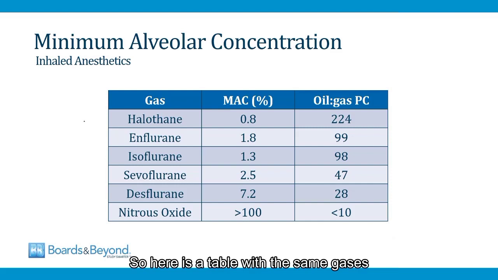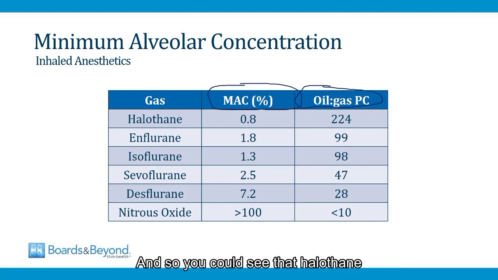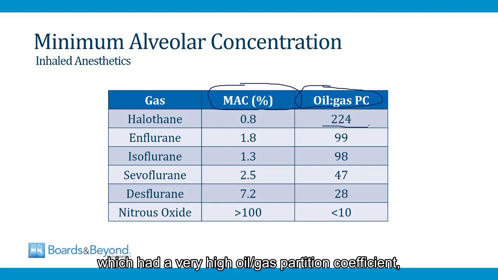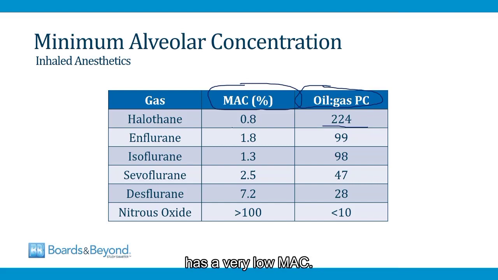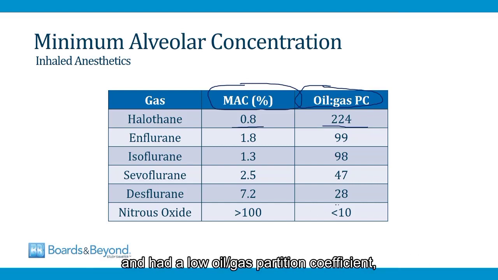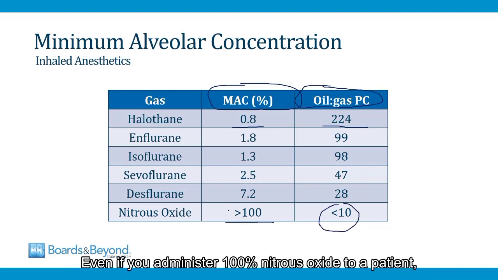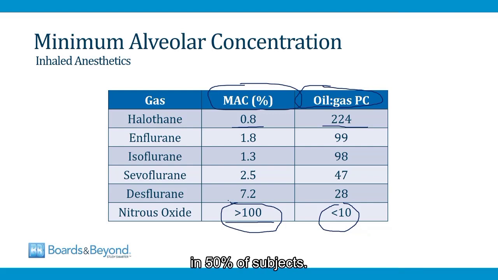So here is a table with the same gases we talked about 2 slides ago, but instead of just showing the oil-gas partition coefficient, I've added the MAC. And so you could see that halothane, which had a very high oil-gas partition coefficient, meaning that it's a very potent and lipid-soluble gas, has a very low MAC. In contrast, nitrous oxide, which was not very lipid-soluble and had a low oil-gas partition coefficient, has a very high MAC. Even if you administer 100% nitrous oxide to a patient, you won't be able to achieve no response to pain in 50% of subjects.